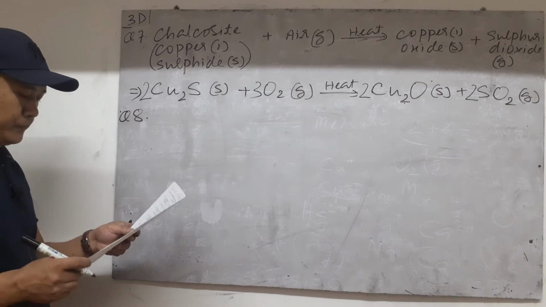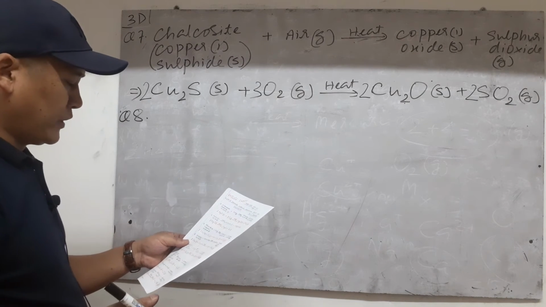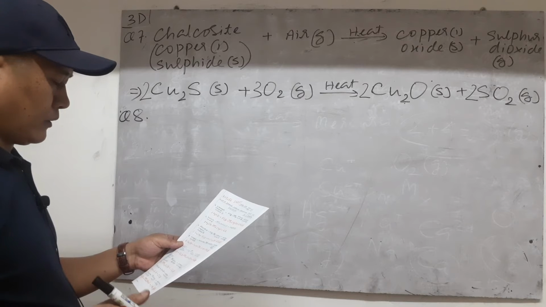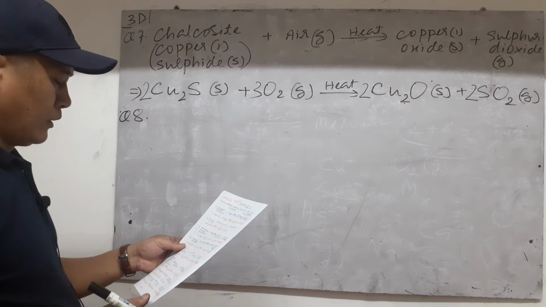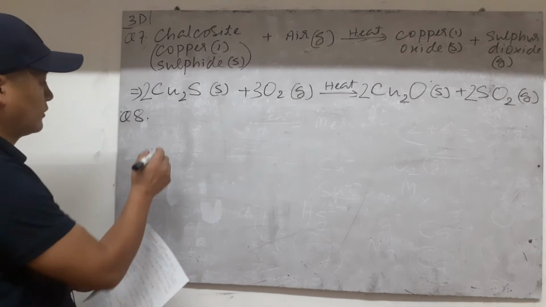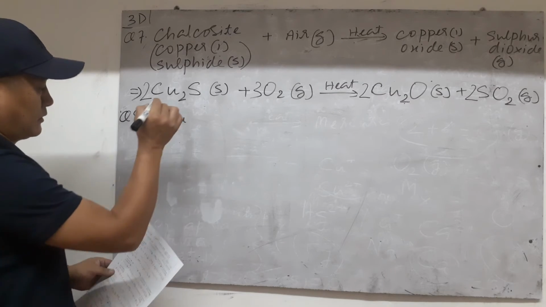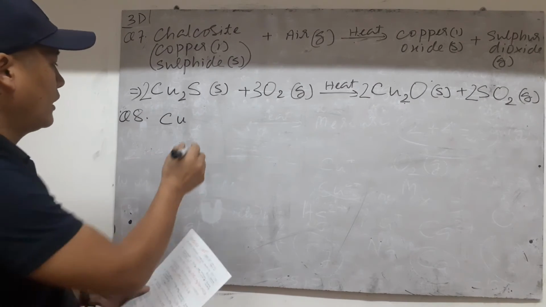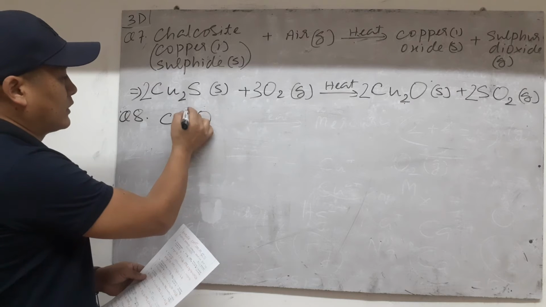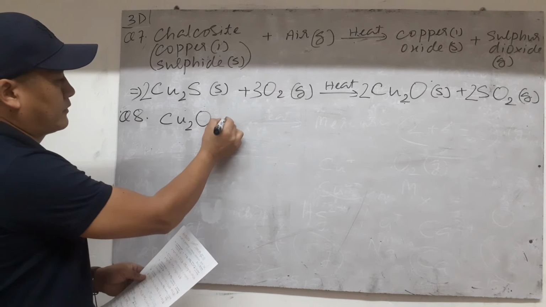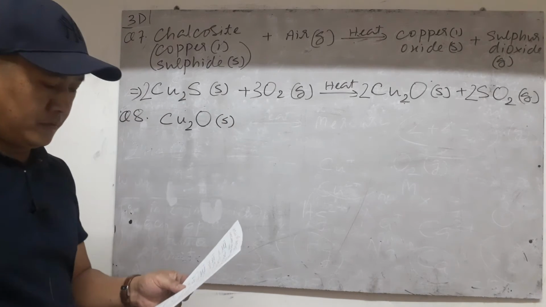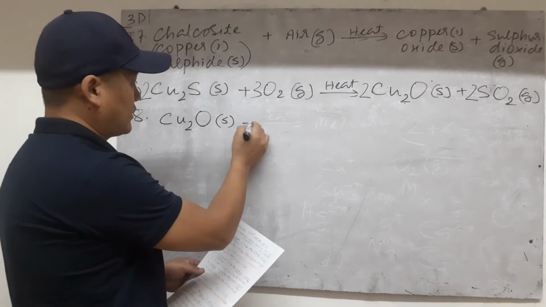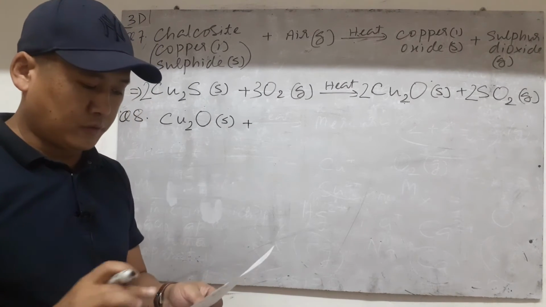So there, copper 1 oxide. Copper 1 is Cu1 plus, oxide is O2 minus, so 2 and 1 can cancel, so 2 will go to the lower backside of Cu. This is solid, as the question paper mentioned. Plus chalcocite. Now go to question number 7.